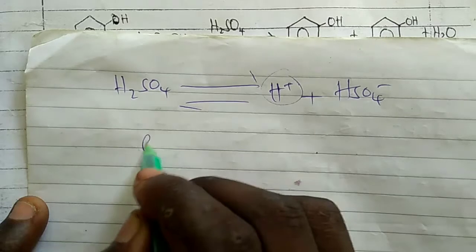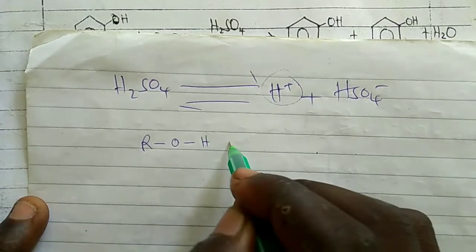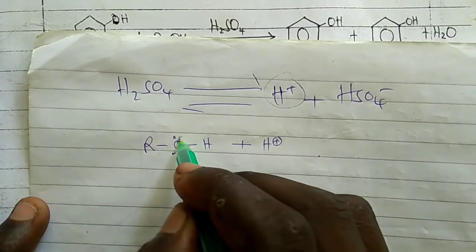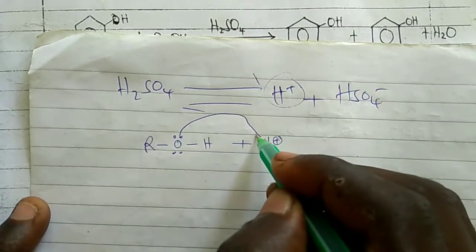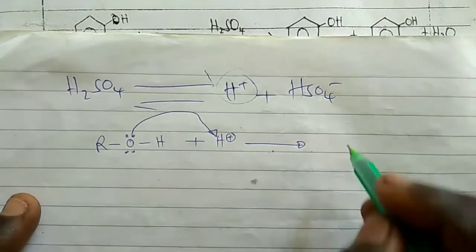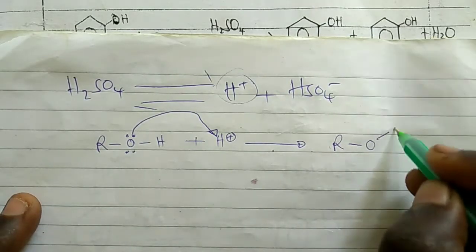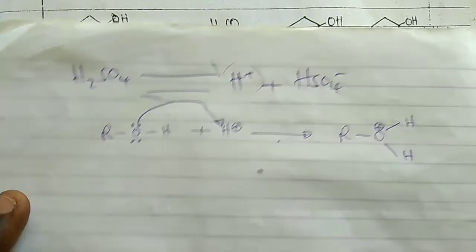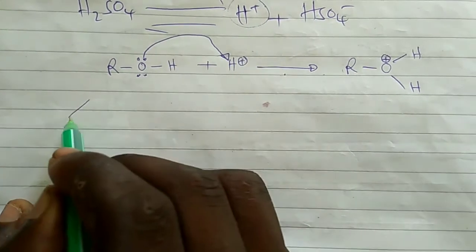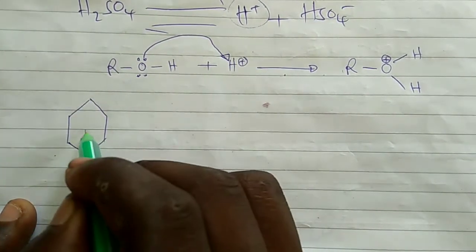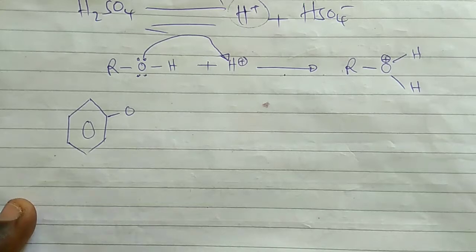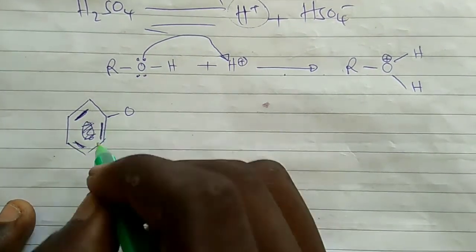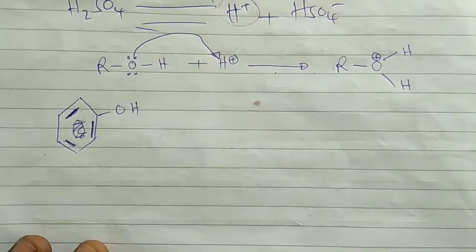For example, if we have alcohol R, O, then H, then we have hydrogen proton. Here we have two lone pair. What happens here is that this oxygen donates the lone pair to the hydrogen, and the product formed is R, then O, hydrogen. Here we'll be having positive. So kitakachotokea hapa ni kwamba if we have phenol here, na remember we have acidic condition ambazo zinazuia dissociation of hydrogen.